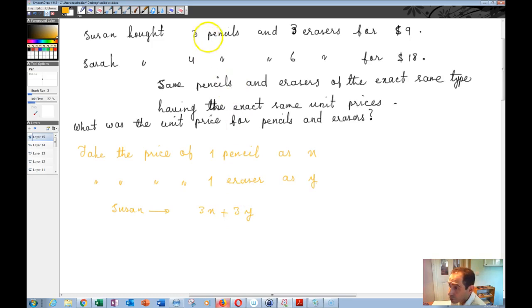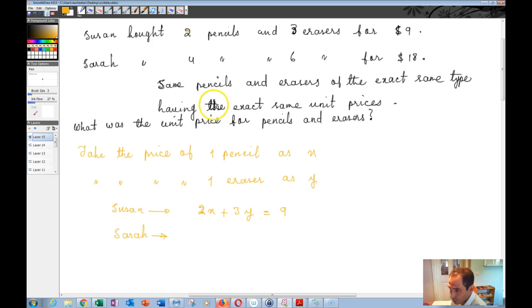Actually, this is supposed to be 2 pencils. I'm sorry. So this is supposed to be 2 pencils. So then you have basically 2X plus 3Y is going to be equal to $9 he paid in total. And then what Sarah did was that he bought basically 4 pencils and 6 erasers for $18.